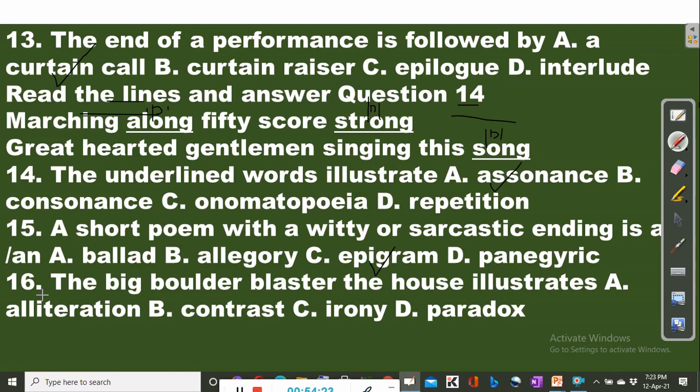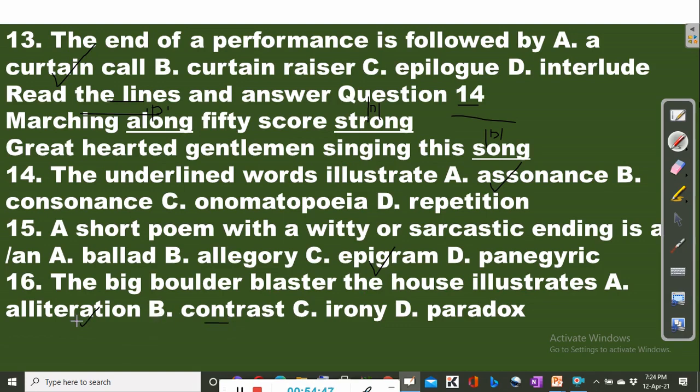All right, so question number 16. The big boulder blaster the house, that is the expression here. The big boulder blaster the house illustrates A, alliteration, yes, I will explain why. B, contrast, no. C, irony, no. D, paradox, no.